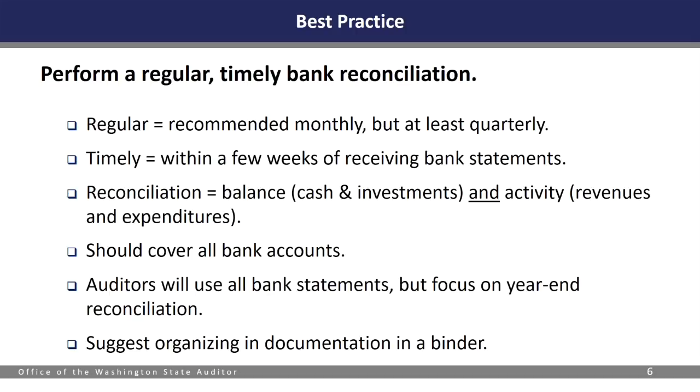So what is a regular, timely bank reconciliation? Well, it's one that is first regular or performed monthly. We say here at least quarterly because there are certain bank accounts, like a clearing account or a transmittal account, which the activity may not warrant as frequent of a reconciliation as your primary accounts. So for those primary checking accounts or large investment accounts, those should be reconciled more frequently, and a best practice is typically monthly.